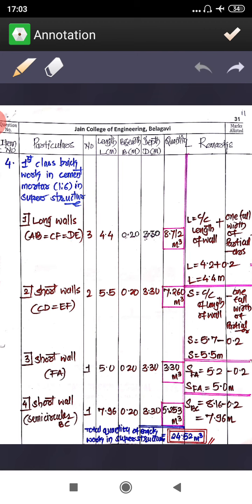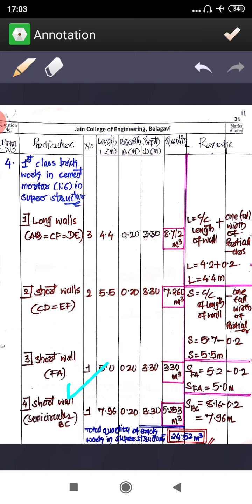Now if you go to the short walls CD and EF, two numbers, the calculation of 5.5, how I got that I have shown here, that is 5.7 minus 0.2, so you'll be having 5.5 into 0.2 into 3.3, you will be having 7.260 meter cube as the quantity. Then the next short wall, that is FA, one number, and here the length calculation is 5.2 minus 0.2, you will be having 5 meter as the length, so 5 meter into 0.2 into 3.3, you will be having 3.3 as the quantity.